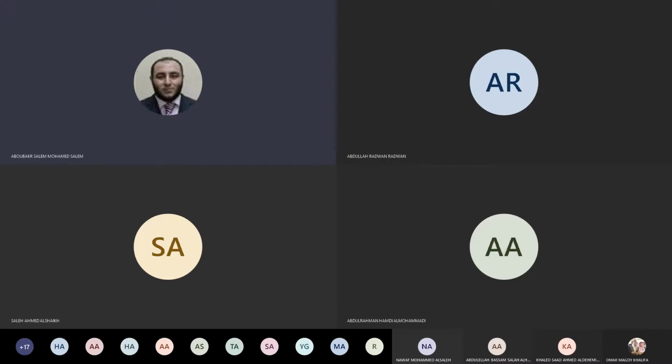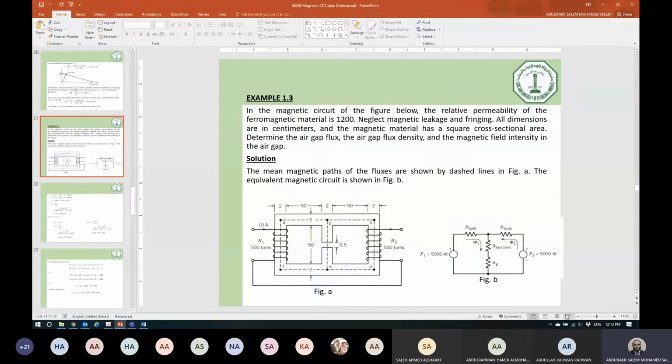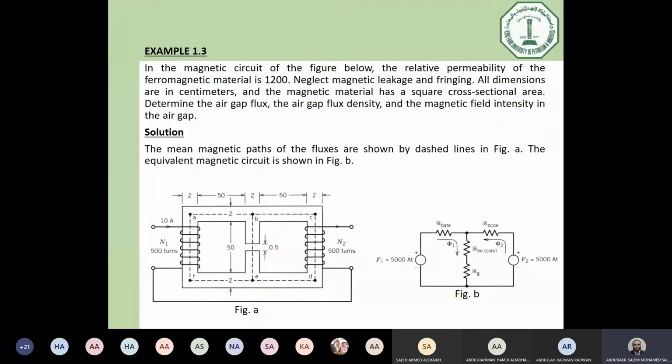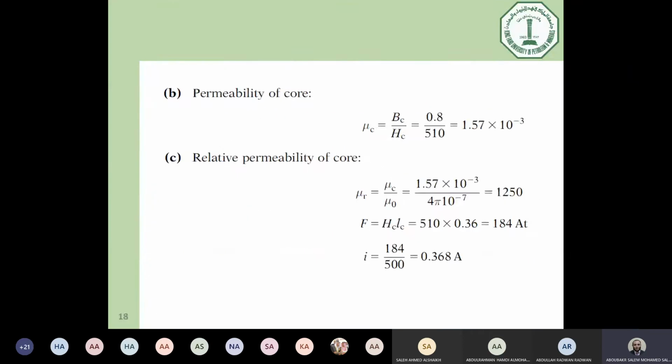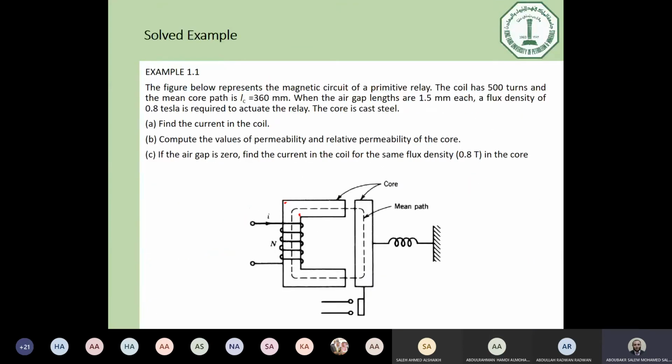Today, inshallah, we will continue discussion about the magnetic circuit. And we described in the previous classes some solved problems on the different magnetic cores. We started with this shape of core.